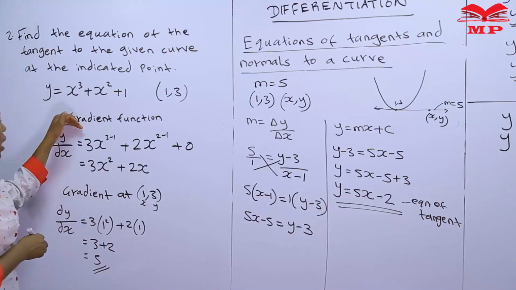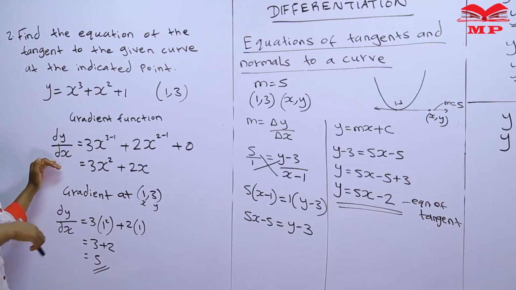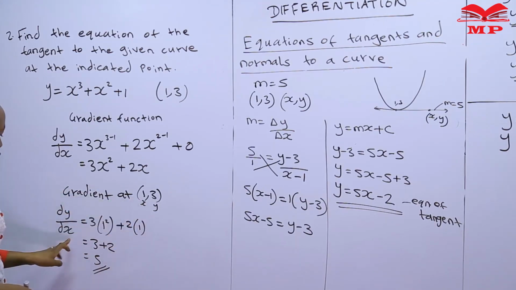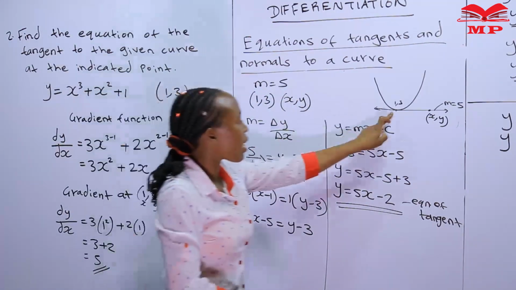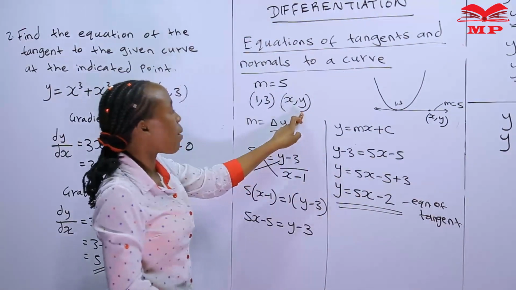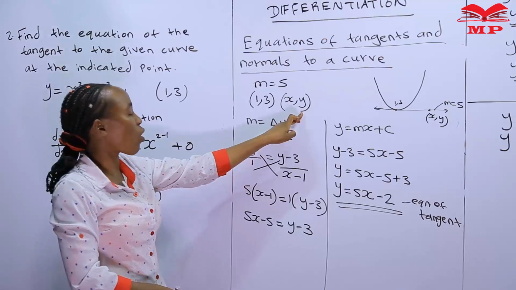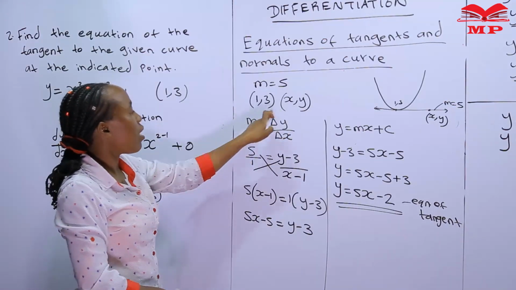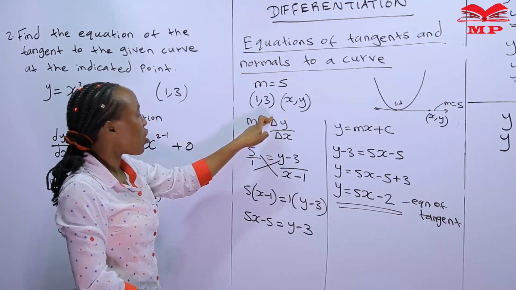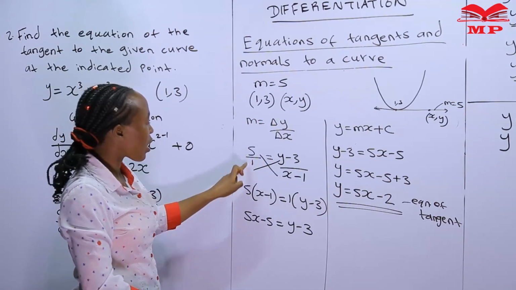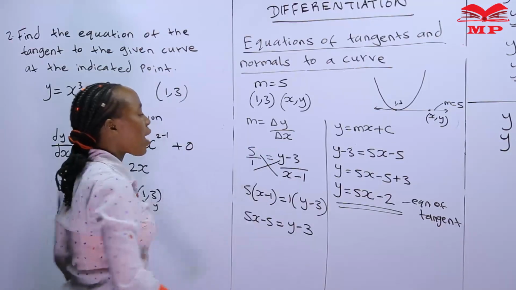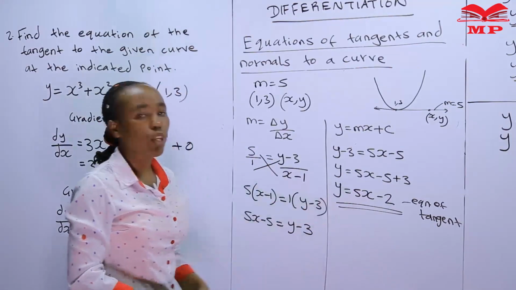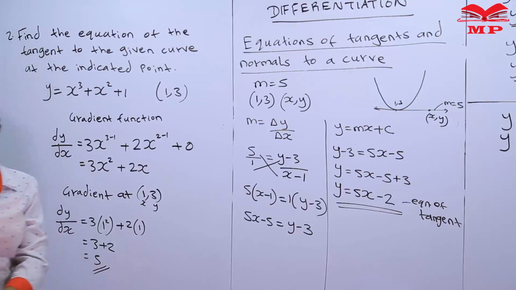I repeat, get the gradient function, because the gradient function will give you the gradient at that point. So you get the gradient. Then after getting the gradient, you take another imaginary point x, y, because that's how we write the coordinate. Then the gradient is change in y over change in x. You cross multiply and then get the equation of the tangent.